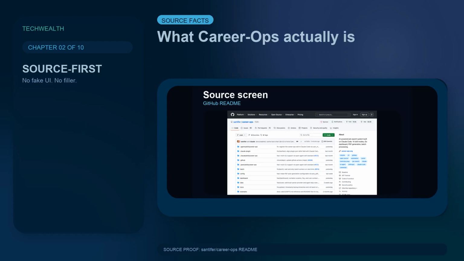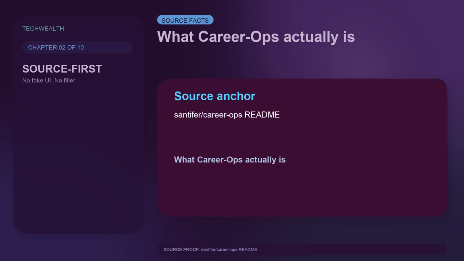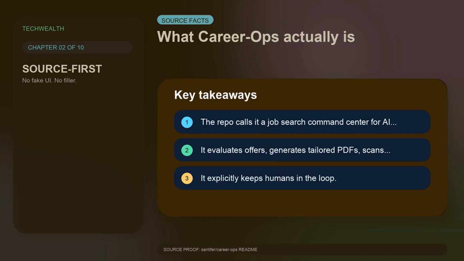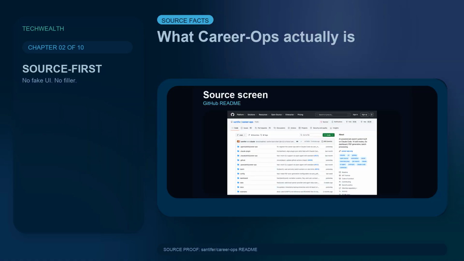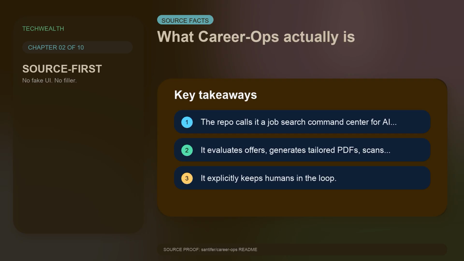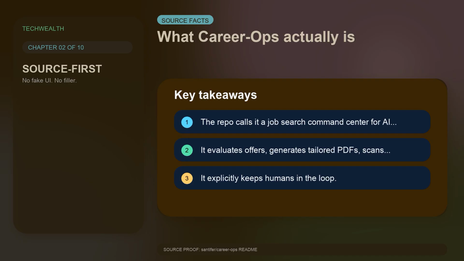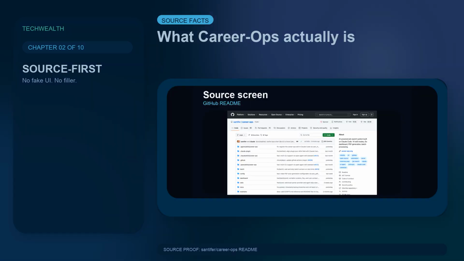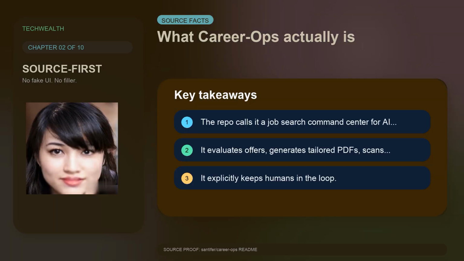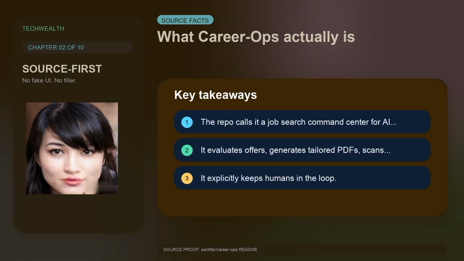The source is Sanifer/CareerOps. The README says CareerOps turns an AI coding CLI into a job search command center. It can evaluate offers with structured scoring, generate tailored PDFs, scan portals, process batches, and track everything in a single pipeline. The important caveat is that it is not a spray and pray tool. It is a filter and preparation system. It does not remove human judgment, and it does not submit applications while you sleep.